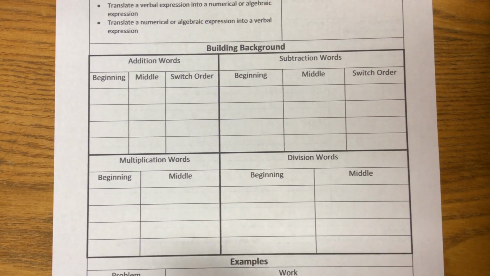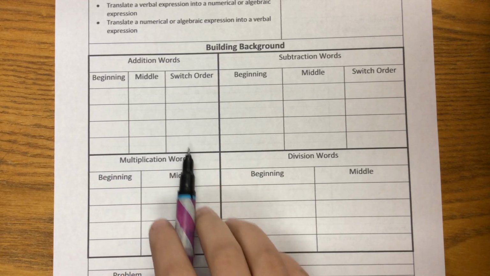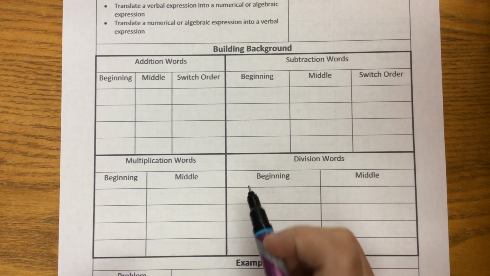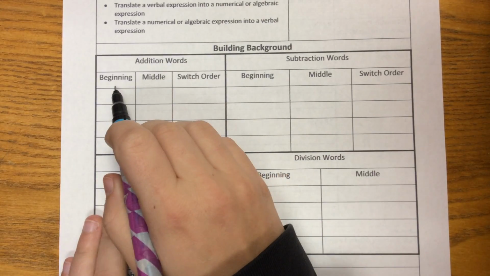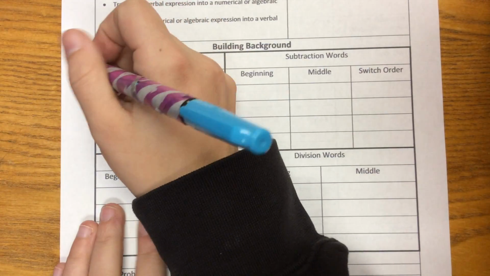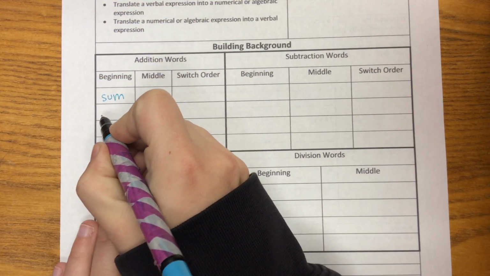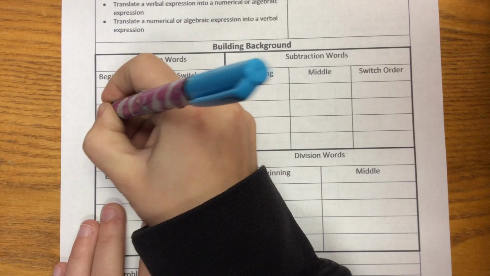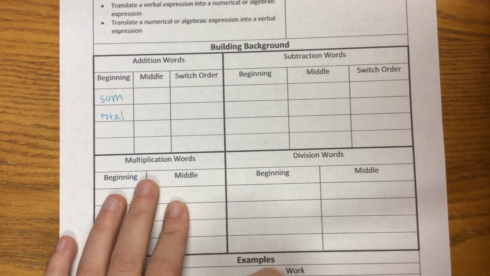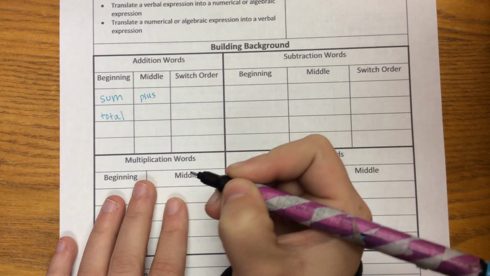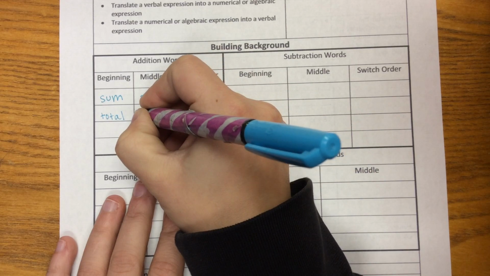Okay? So we're going to list all the different types of words. For some reason this got really small, so you have to write kind of small. I'm sorry about that. Okay, so in the beginning, addition words. So words that come at the beginning of the sentence are going to be sum and total. Okay, words that come in the middle, of course, plus. That always means addition. Okay, increased by.